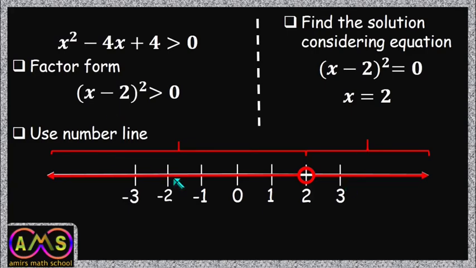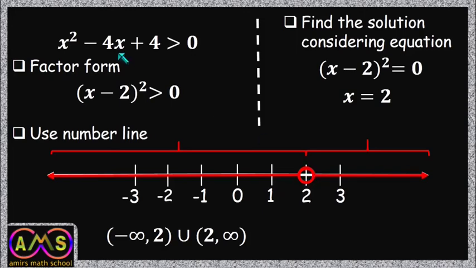So if we take any value from minus infinity to 2 and substitute it in this inequality, it will be satisfied, since this is a square. We know that for a negative value and a positive value, if there is a square, then the value must be positive. So from minus infinity to 2 except 2, this inequality is satisfied, and from 2 to infinity except 2, this inequality is also satisfied. So we can write the solution as minus infinity to 2 union 2 to infinity, where we just exclude the value 2.